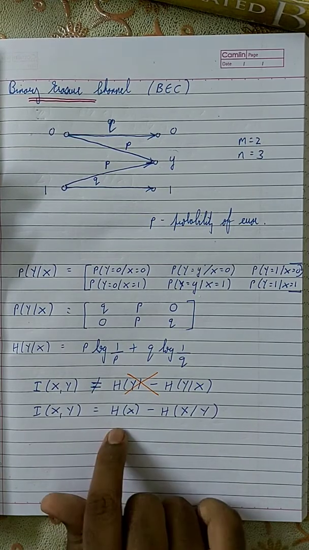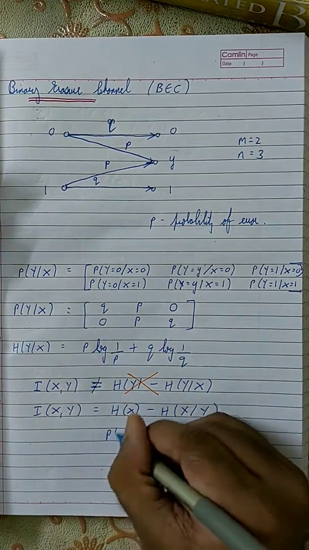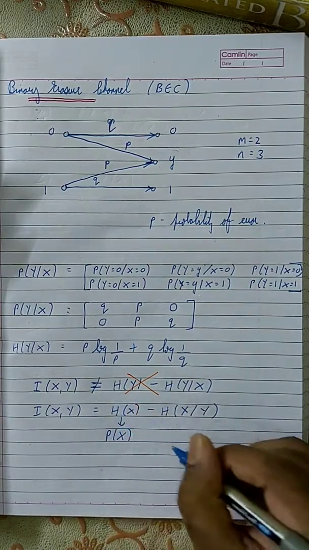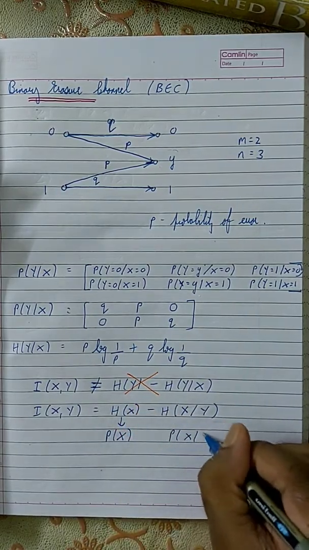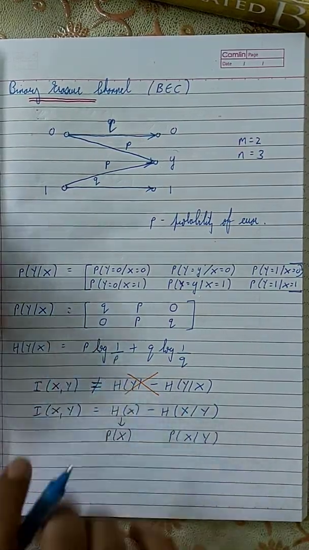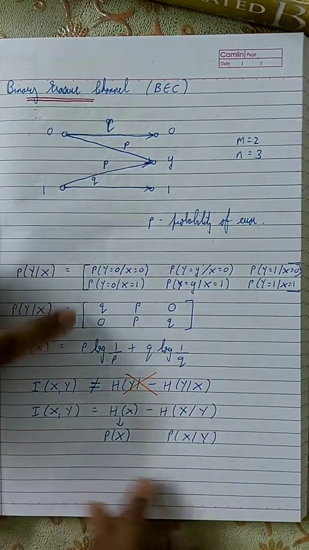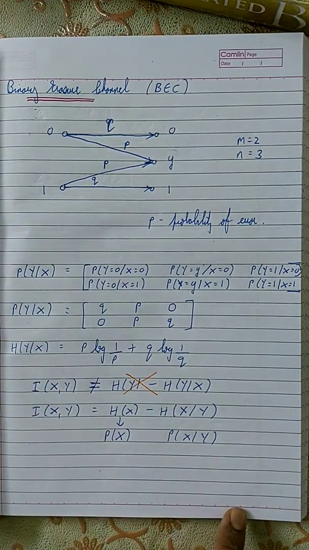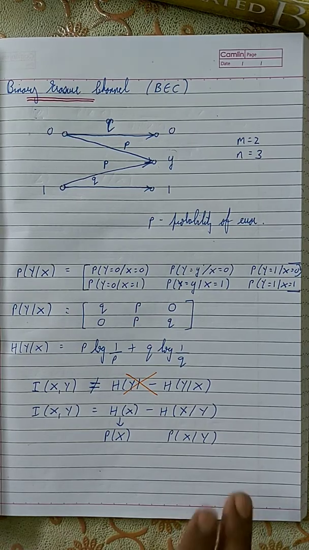Which means to find h of x, I need to find p of x, and to find h of x by y, I need to find p of x by y. And all I have is p of y by x. That means from p of y by x, I have to find p of x and p of x by y, right? So now the procedures are basically very simple, right?